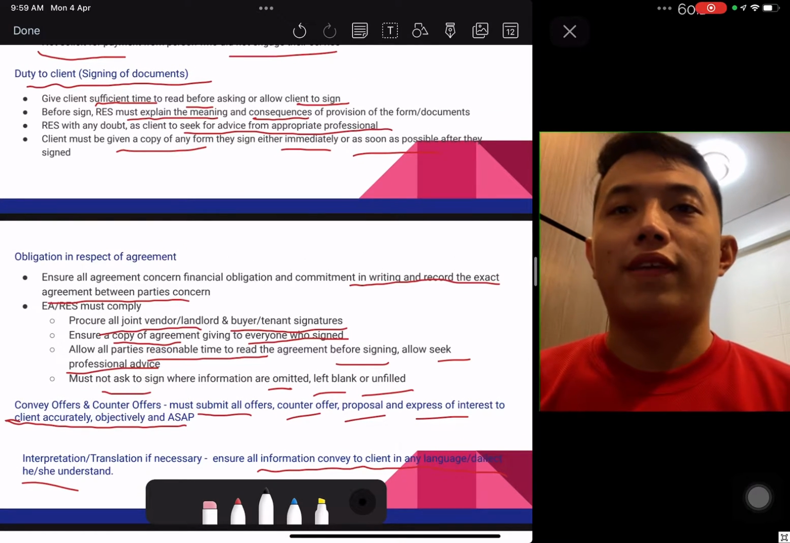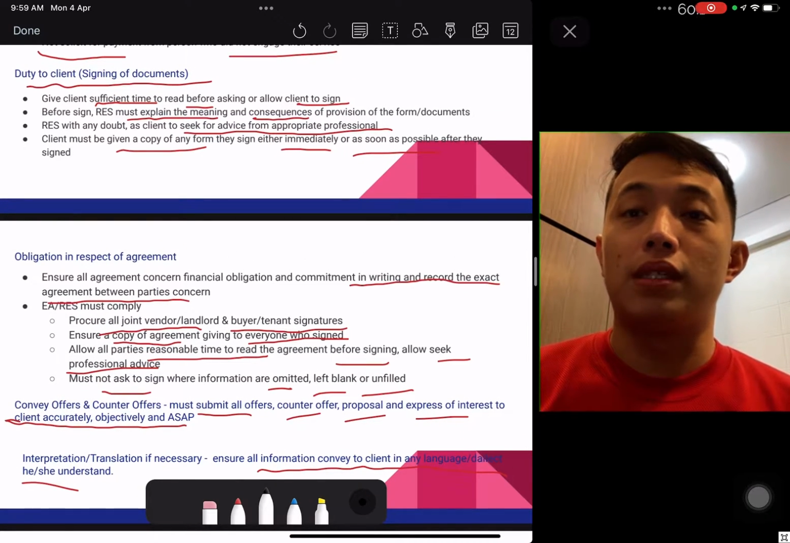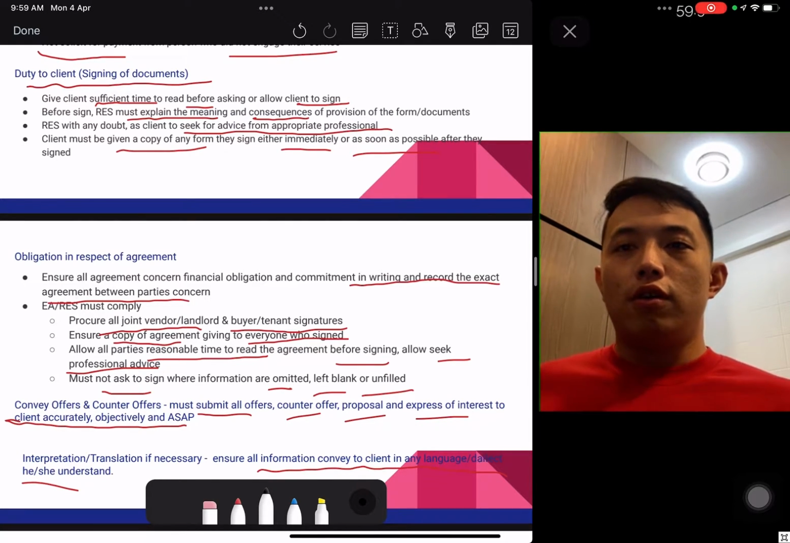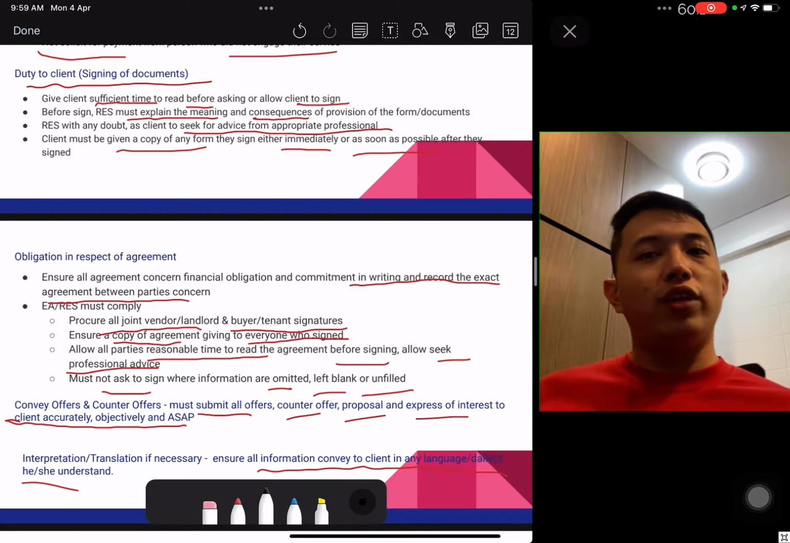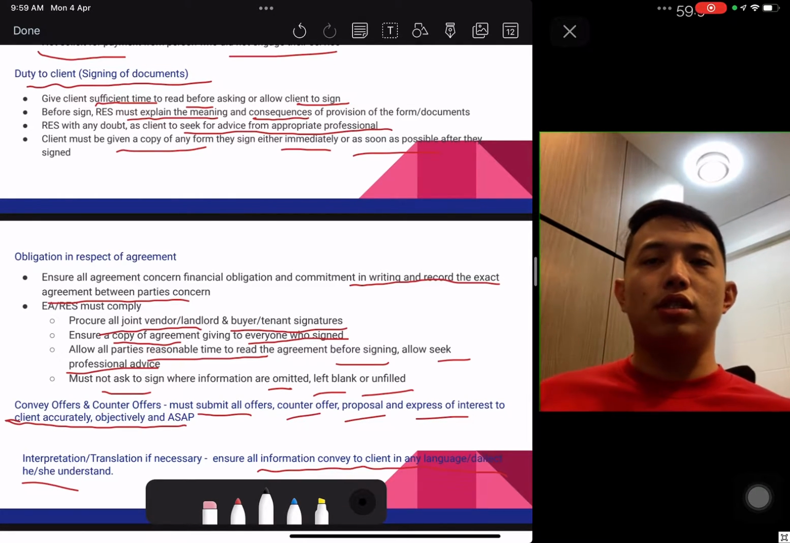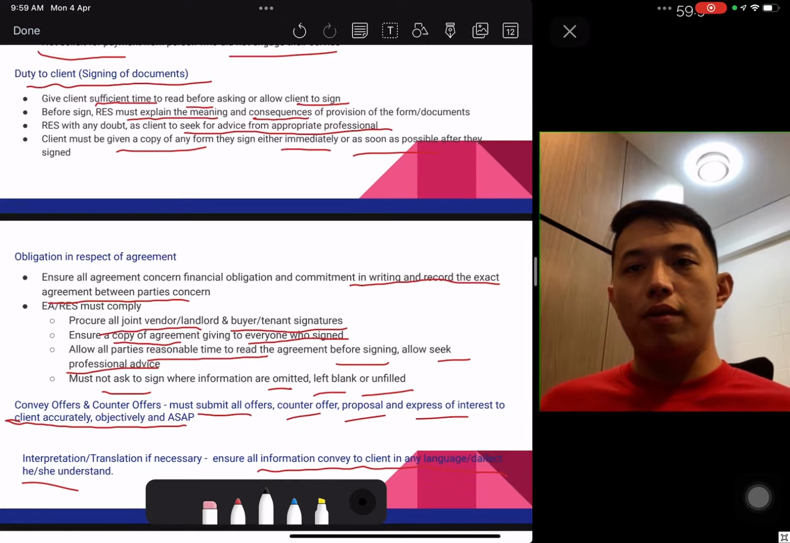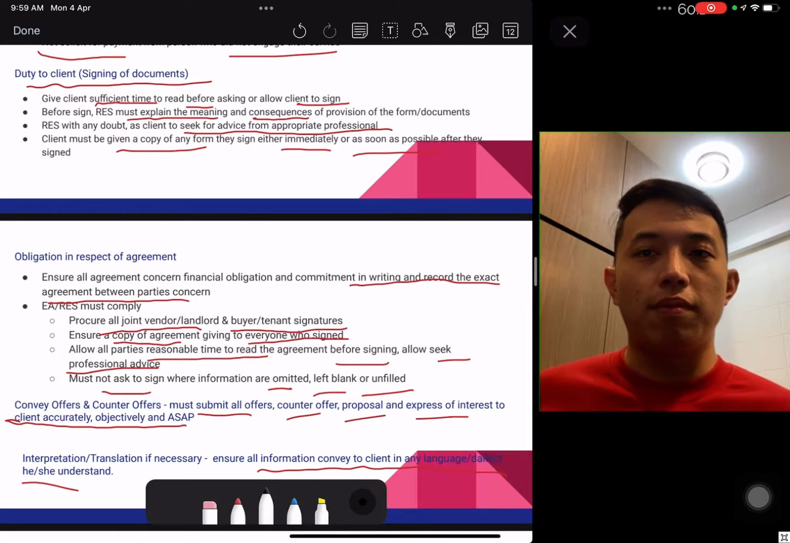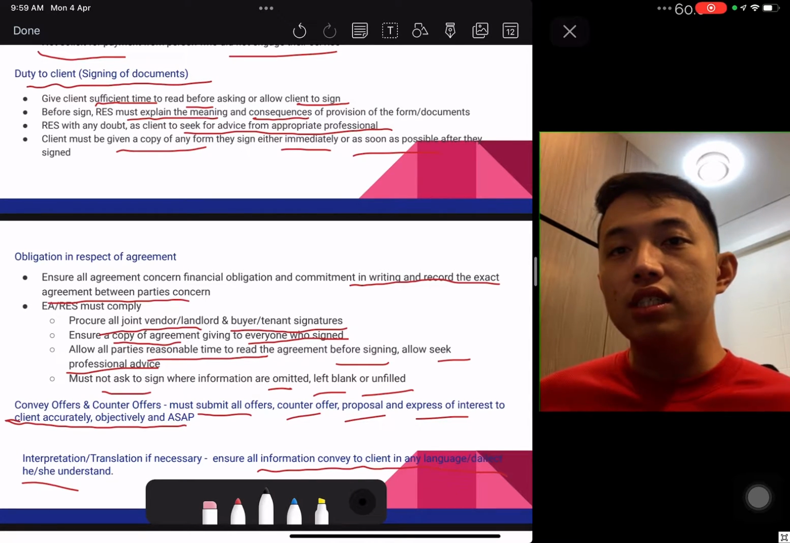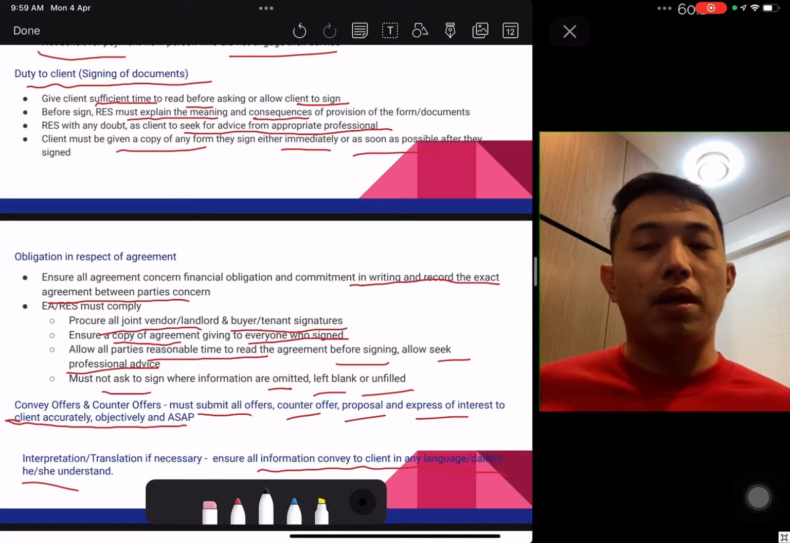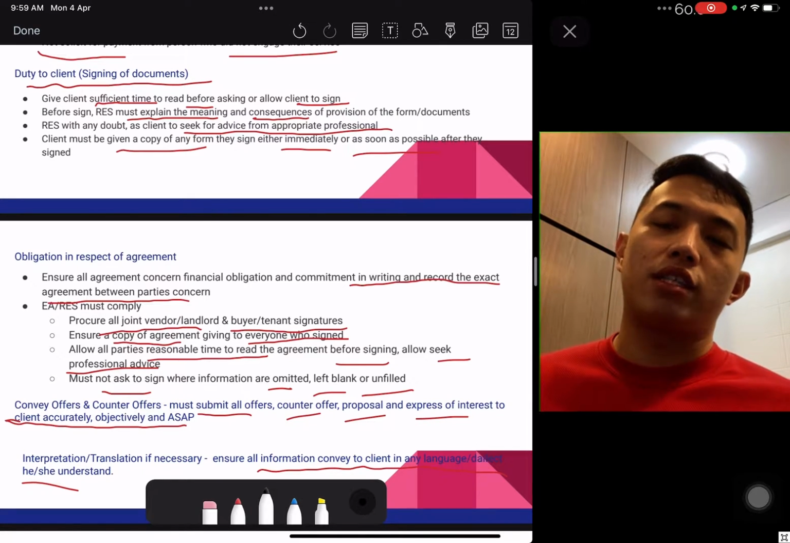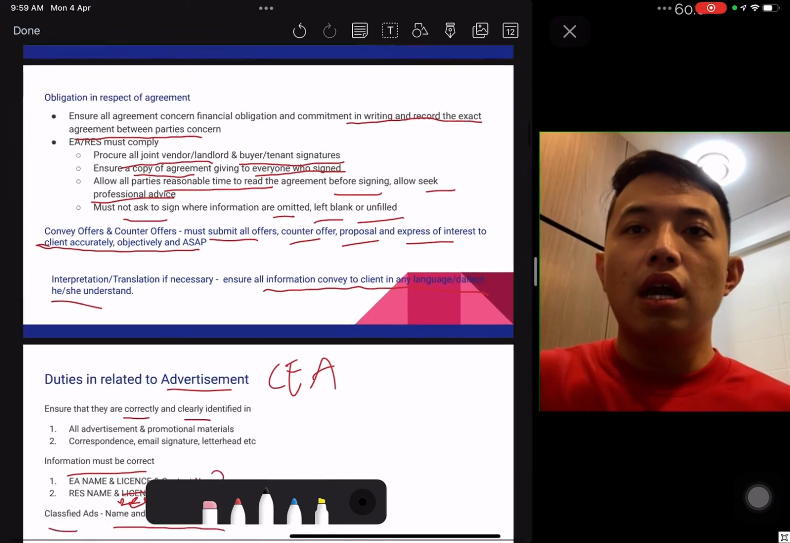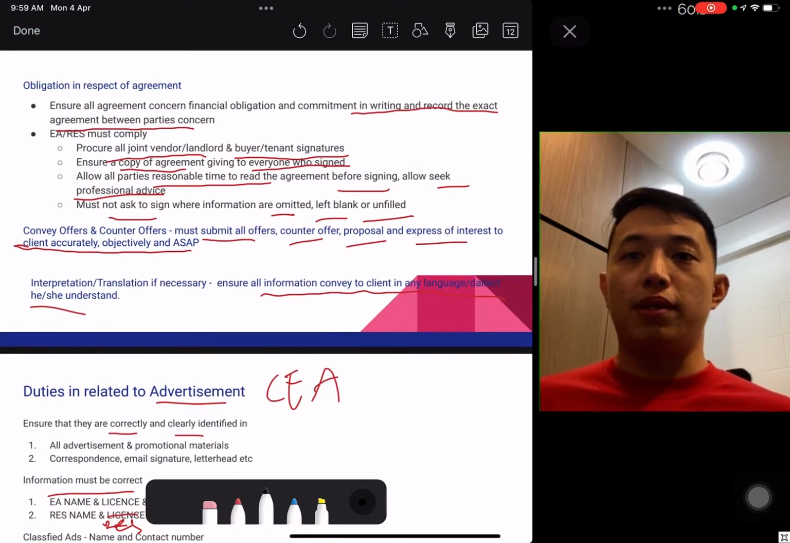So duty of care. Okay, on the signing of documents, guys, this is very important. First, you must give the client sufficient time before they sign the paper. They must be able to read the paper. They must understand the consequences and the meaning in the consent form. If they do not understand, please get someone to translate for them or seek professional advice. After signing, they must have a copy of the form immediately or as soon as possible within a reasonable time. Okay, obligations in respect of agreement.